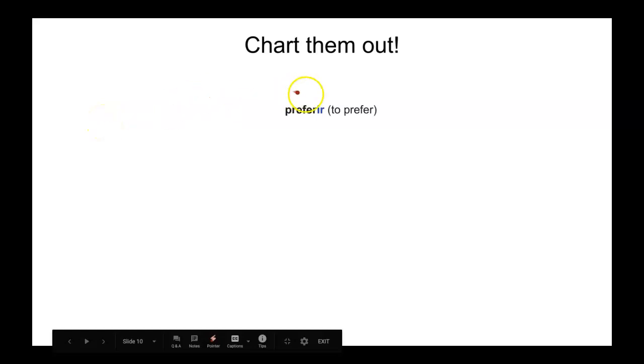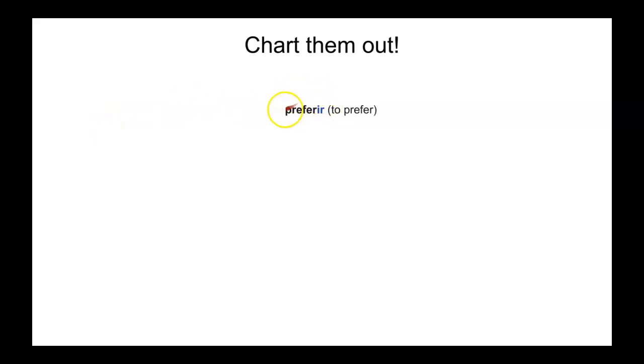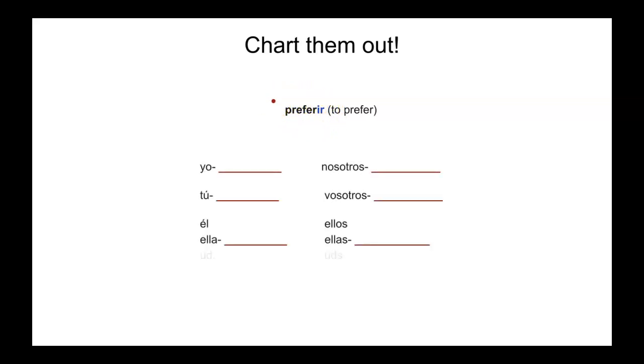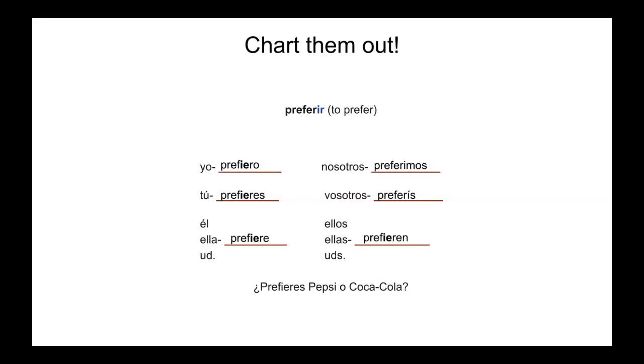Preferir. We have an IR verb now, so make sure you're looking at your IR conjugation chart when you do this one. And give me the yo form, por favor. Excelente. Tú form. Muy bien. Él, ella, usted. He prefers, she prefers, you formal prefer. How about nosotros? Preferimos. Vosotros. Preferís. Ellos, ellas, ustedes. Prefieren. To prefer.